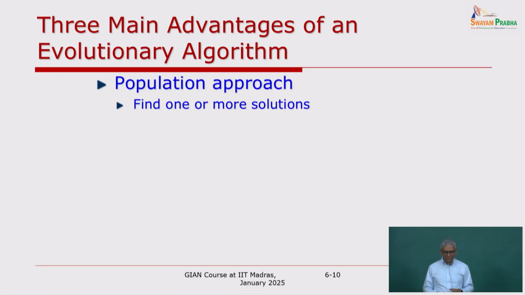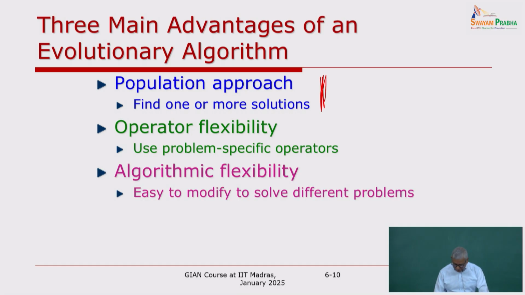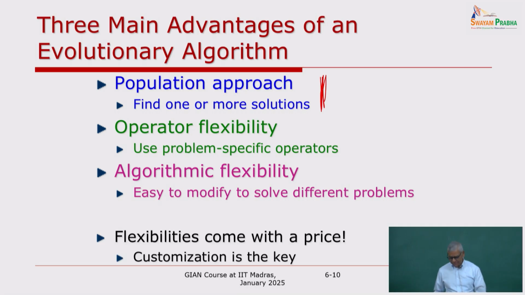So why are these methods good? The first advantage is the population-based approach, right? So you can find either one solution or multiple solutions using this. Then there is operator flexibility. You can change the operators, you can customize them according to your problem. I have to stop pretty soon, so that example may not be today. Algorithm flexibility is there. You can do crossover first, maybe mutation second, and selection third. You can change the algorithm, you can introduce another algorithm. All these flexibilities are there.